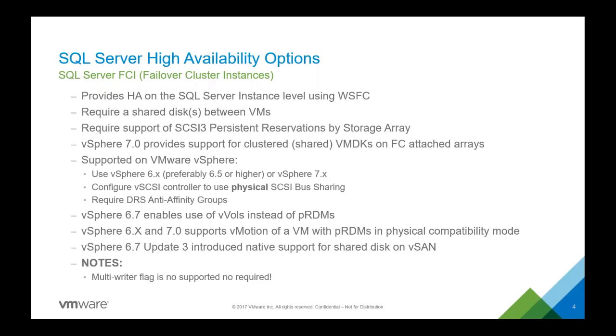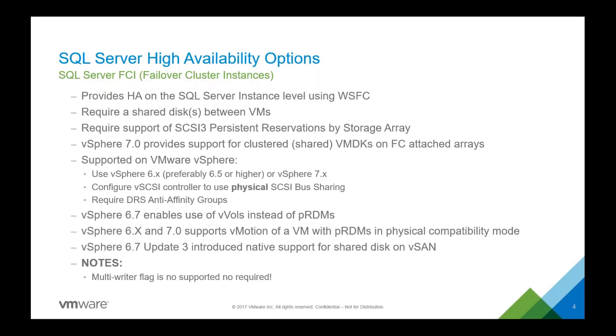There have been a lot of improvements for failover clusters, starting with vSphere 6.0, and we enabled support for virtual volumes in 6.7. One of the best things that we have is support for vMotion. So you are able to live migrate your VM with physical RDMs or with clustered VMDK between different ESXi hosts. Of course, you will need to have your source and target ESXi hosts having access to your shared disk.